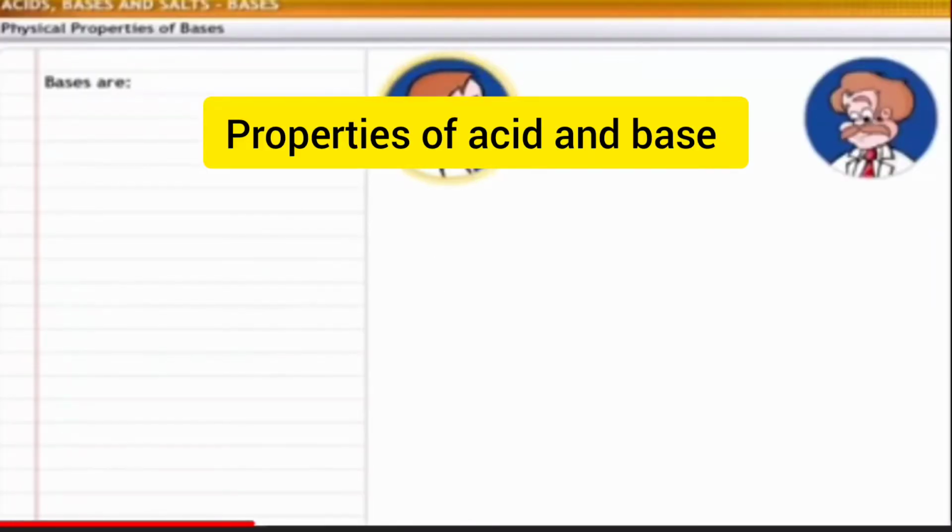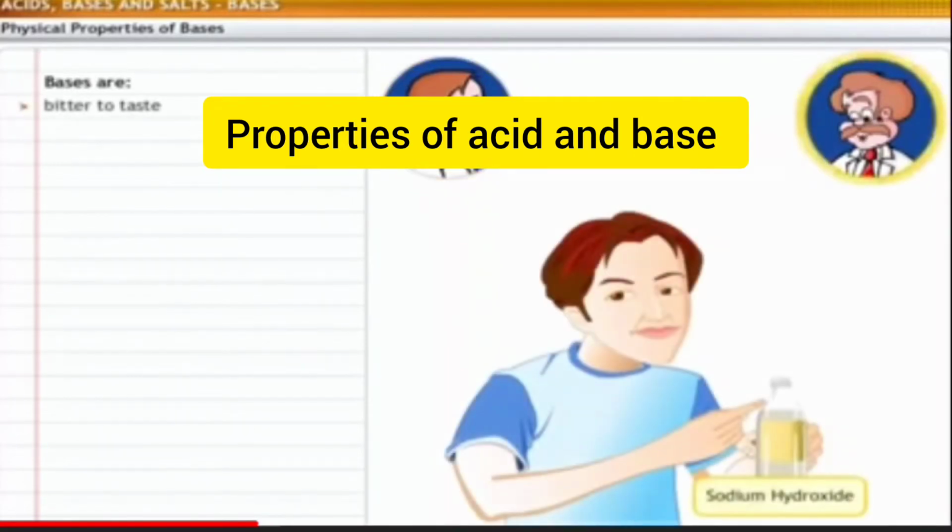Properties of acids and bases. Acids have a sour taste and are acidic in nature. Blue litmus paper turns red, so it is an acid.